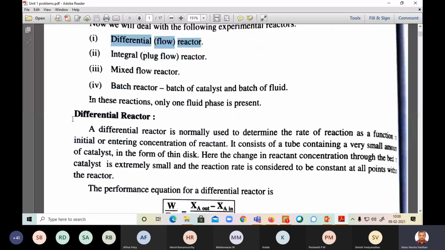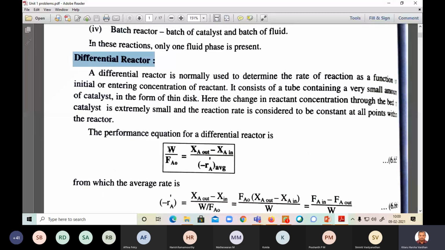That is how we will do the differential reactor. It is just like your differential method of analysis, except instead of V by FA naught, we'll put a W. Once you put W, your RA becomes RA dash. That's the only thing which should be noted.